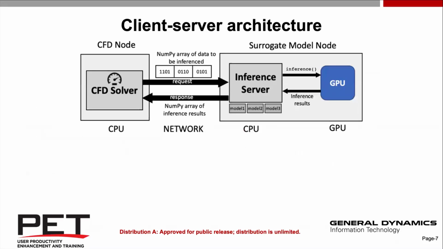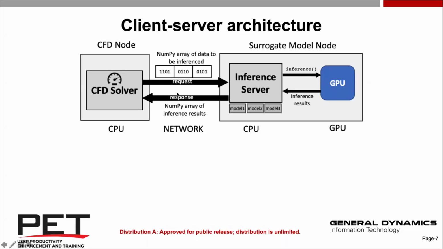In this work, we've used a client-server architecture for deploying the trained surrogate models. Then we can measure the performance from the client side, which is what we see here, so that we have a CFD solver running on the client, and we have an inference server running on the surrogate model node, a server node, another separate node. And these can also be on the same node. For a CFD code, at each time step, we would perform a number of inferences, typically in the form of a package as NumPy arrays.